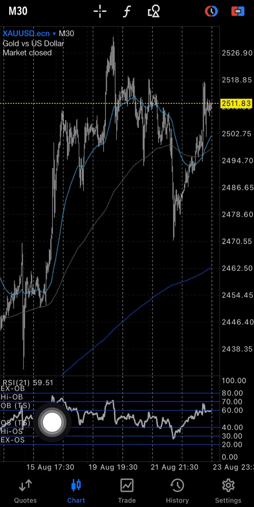Look at that. Highly overbought. Tapped it again, highly overbought, and then fell. Hit it a third time, and finally went all the way down to the other side of the spectrum.